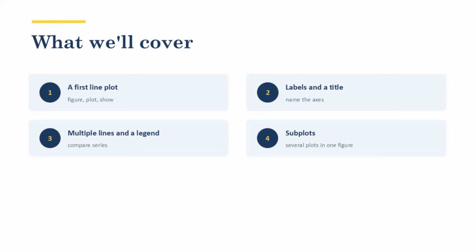In this video, we'll use matplotlib, the standard plotting library in Python, to help us visualize data. We'll start with a single line plot, then add labels, multiple series, and a legend, and finish by arranging several plots together in one figure.